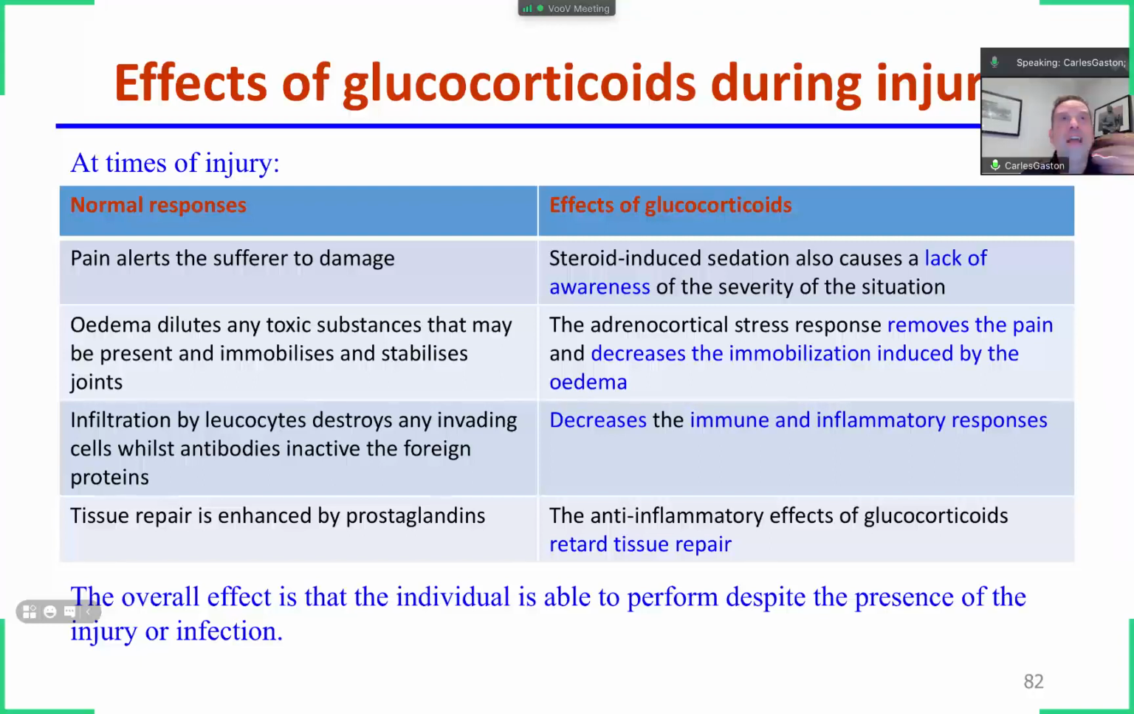Okay? So that's why, for example, in cases of acute inflammation or acute skin conditions or acute abnormal inflammatory process, glucocorticoids are given as a therapy. Tissue repair is enhanced by prostaglandins. The anti-inflammatory effect of glucocorticoids retards tissue repair. Okay?